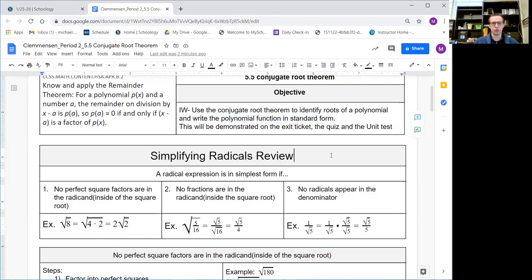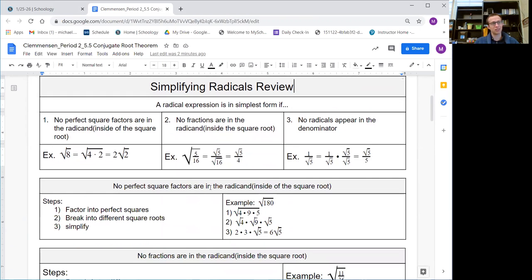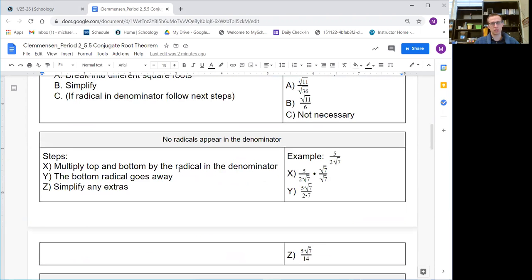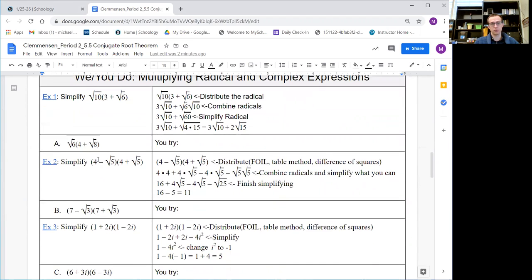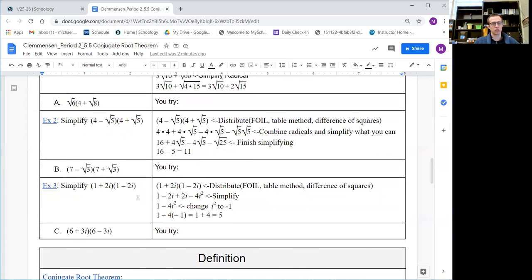A little overview of today's lesson. We have a little review right here. We aren't actually going to go over it. We went over this last time, so I'm just going to leave it there just in case you need some refresher on how to simplify. Then right here, we're going to do some we/you do multiplying radicals and complex expressions. Get some practice with that when we're going to be multiplying different things, just like this.